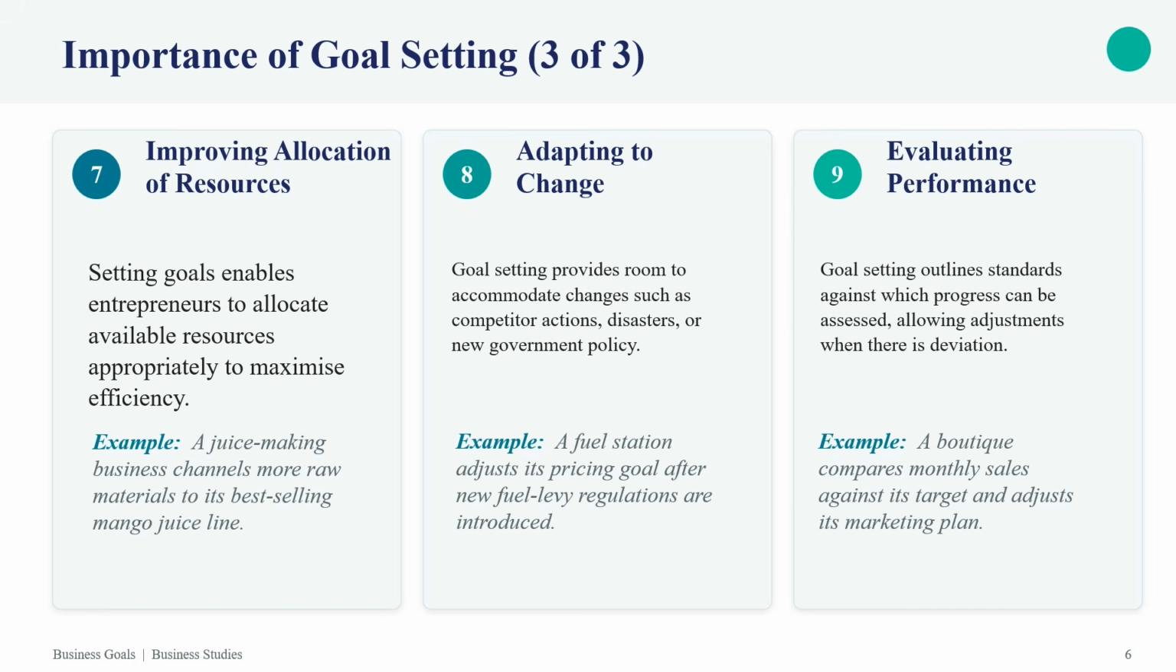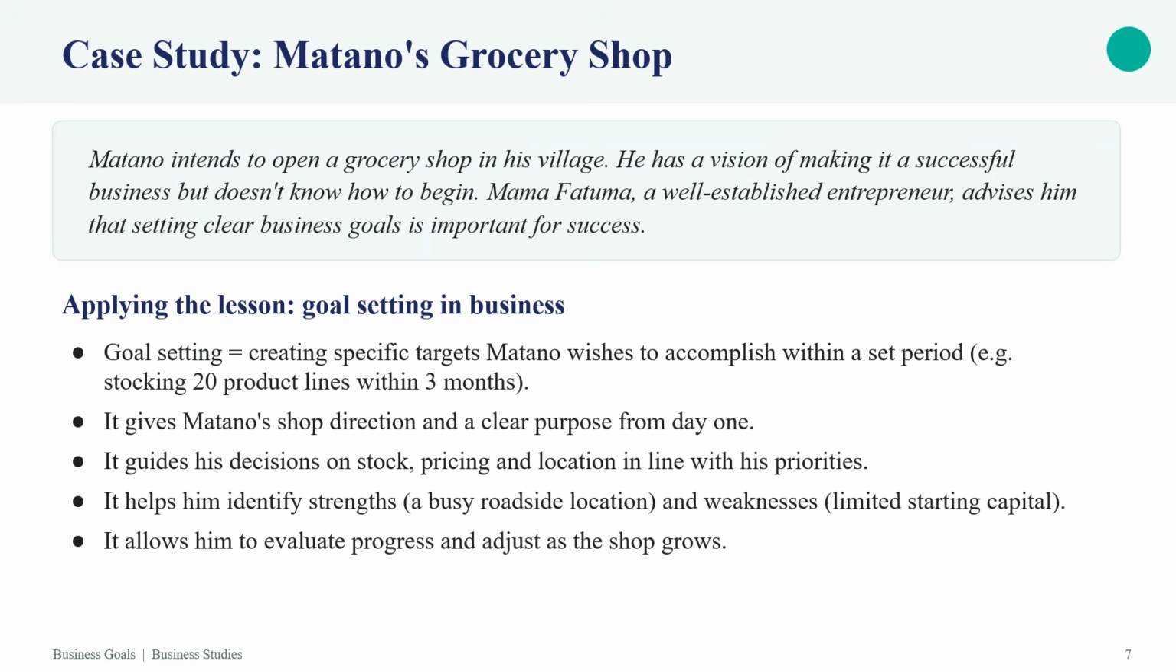So the ninth one is that it helps in evaluating performance. Goal setting outlines standards against which progress can be assessed, allowing adjustment when there is deviation. A good example is a boutique that compares monthly sales against its targets and adjusts its marketing plan. So again, goal setting usually outlines standards against which progress can be assessed, allowing adjustment when there is deviation.